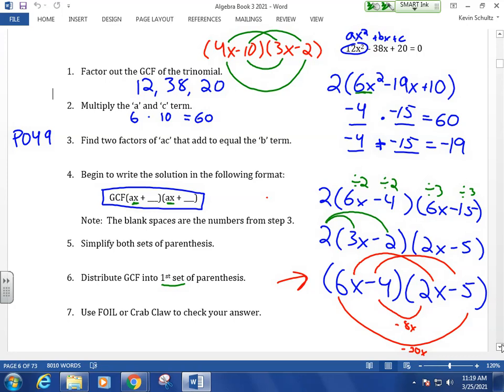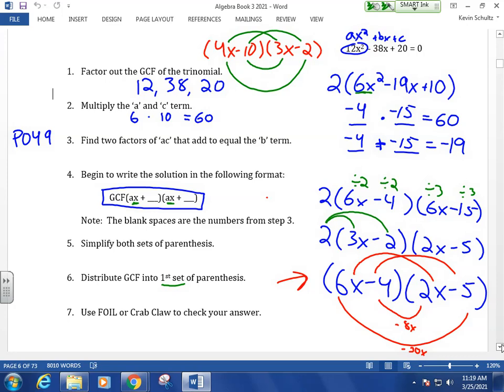Just like if I ask you for the factor pairs of 20, you can say, oh, 2 and 10, 4 and 5. There are multiple ways to factor it. Same thing here. There's more than one set of binomials that multiply to get 12x squared minus 38x plus 20.